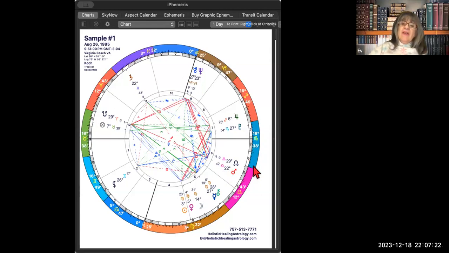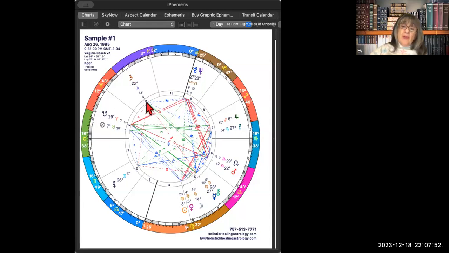Then we have the middle planets, which are called social planets. And we have Jupiter, 6 degrees Sagittarius in the 7th house. And then we have Saturn, 22 degrees Pisces, 43 minutes in the 11th house.